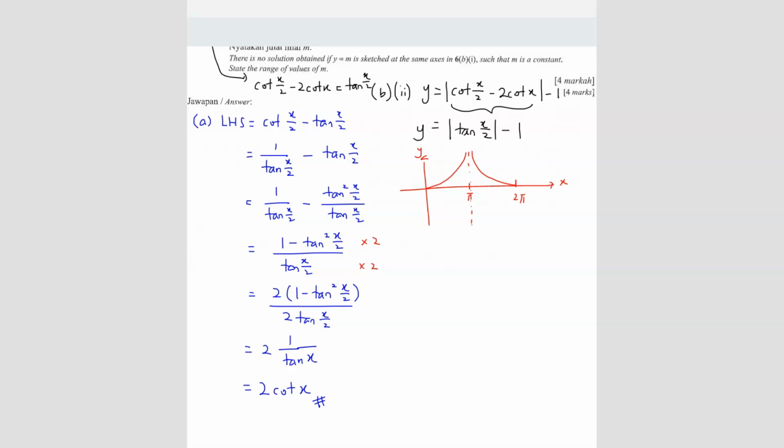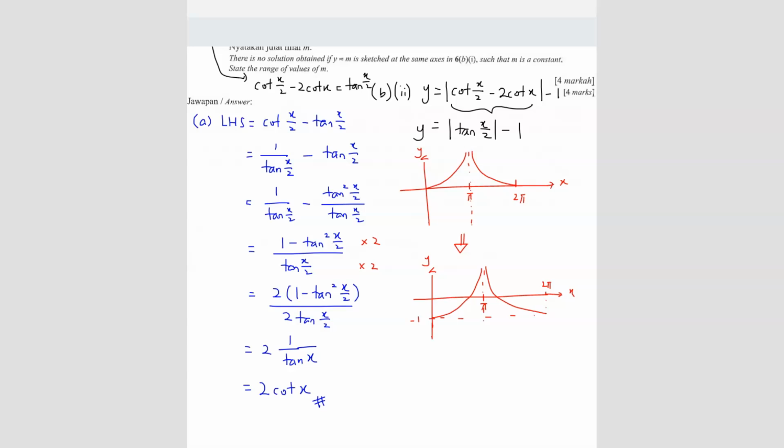Now minus 1 means the whole graph has to shift by 1 unit down because negative. So shift down by 1 unit. So your new graph is going to become like this. So here is negative 1, let's say. So this is your graph, something like this. So this will be 2 pi. Here is the asymptote, right, just now. So here is pi, here is y, here is x. So your graph looks something like this.